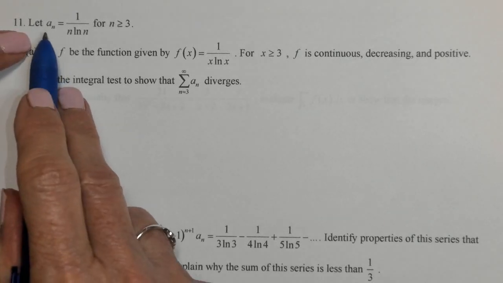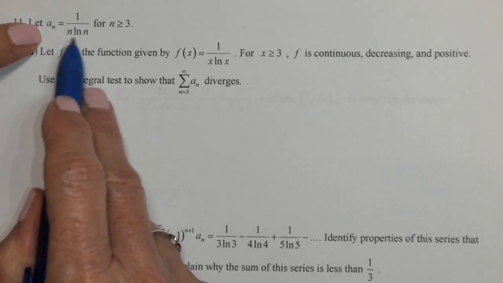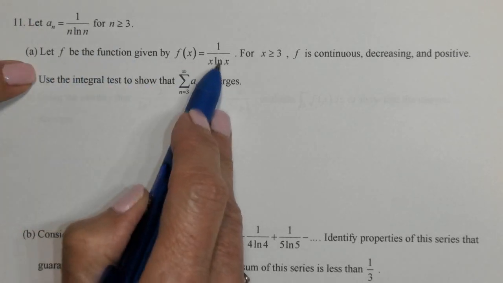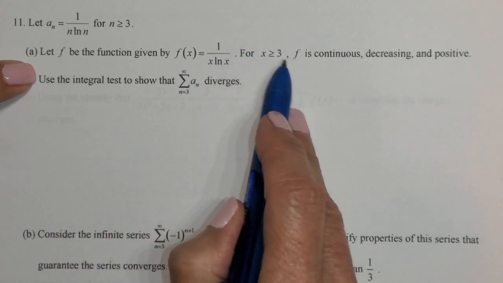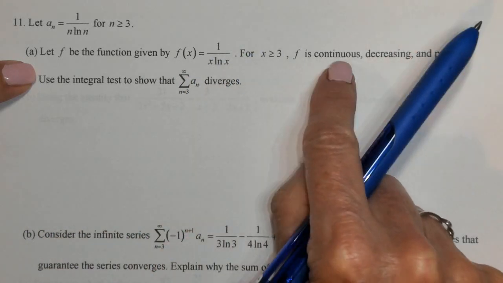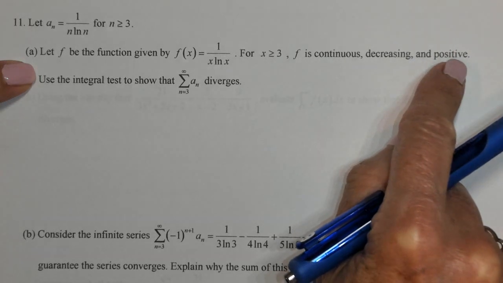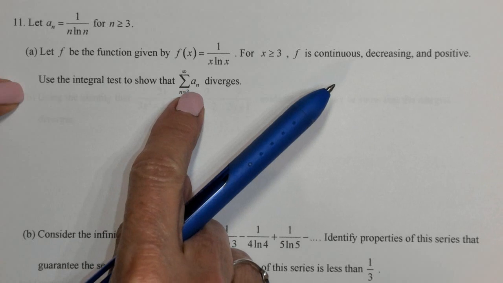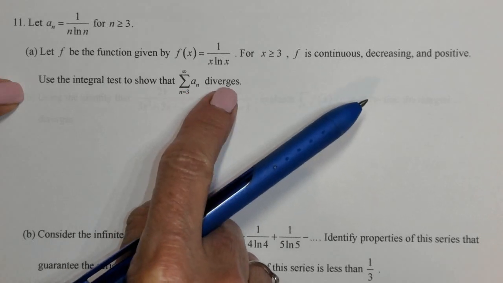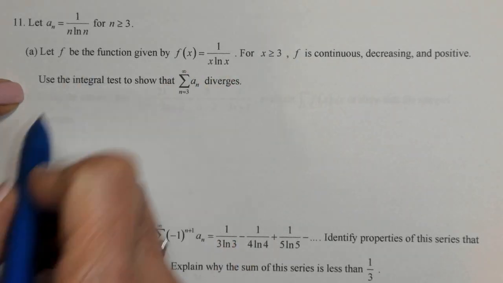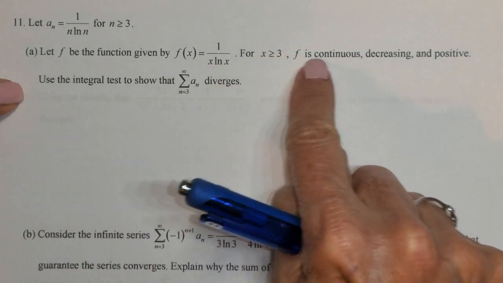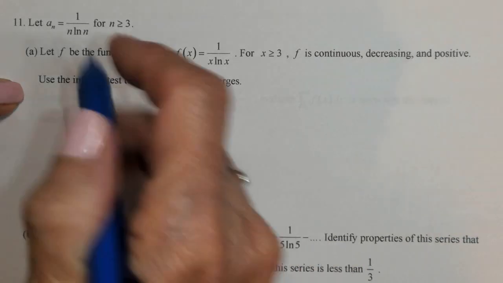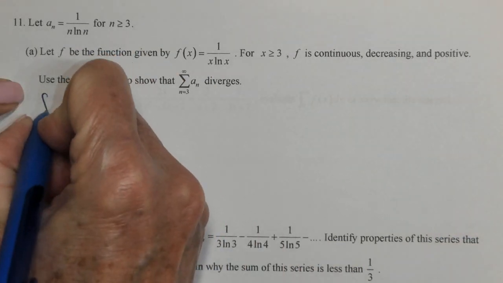All right. So let's say that we're given that a sub n is this expression for n greater than or equal to 3. Let f be this function for x greater than or equal to 3. F is continuous, decreasing, and positive. Use the integral test to show that the series diverges. Okay, they're telling me what to do. I'm using the integral test. They have already stated the conditions, so I don't have to state the conditions. I'm going to go straight to the integral.